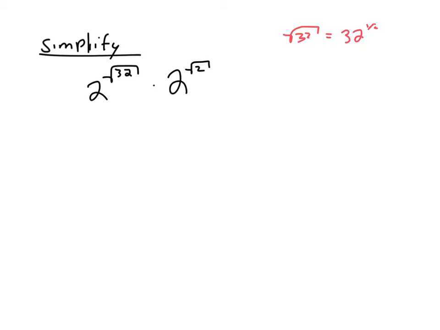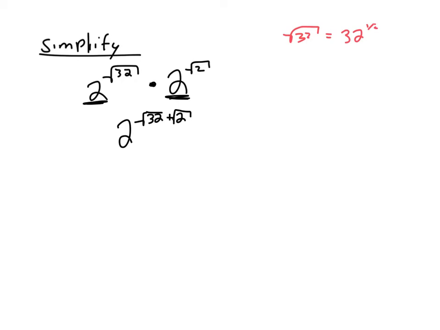So the first thing we notice is that we have the same base, 2 and 2, and they're being multiplied by each other. So I can bring this together. I can write this as 2 to the square root of 32 plus the square root of 2. That's using basically the first rule that was on the previous slide.